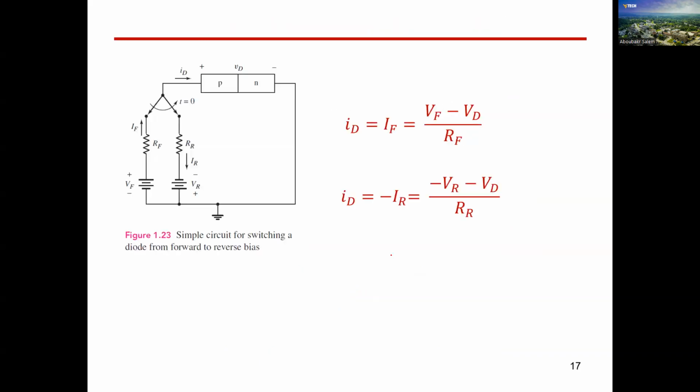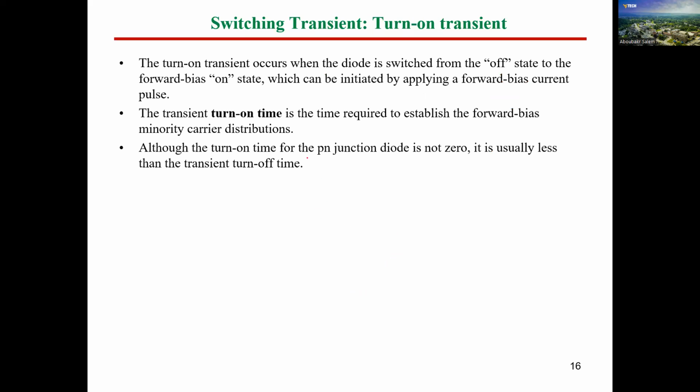What about turning on? The turn on transient occurs when a diode is switched from off to on, which can be initiated by applying a forward biasing current pulse. So firstly, we apply a forward current pulse or apply positive voltage across the diode. The transient turn on time is the time required to establish the forward bias minority carrier distribution. This is actually the turn on time: the time required to establish the minority carriers distributed in the material in order to allow a current to flow.